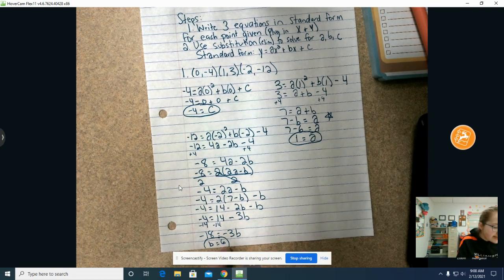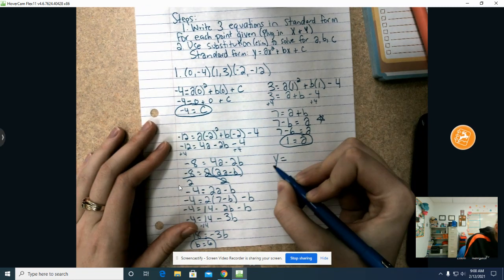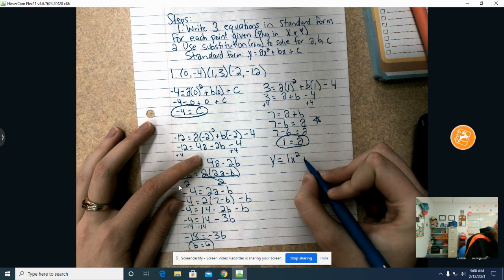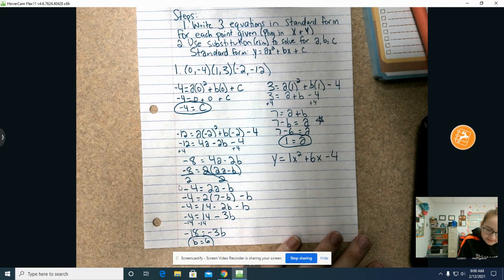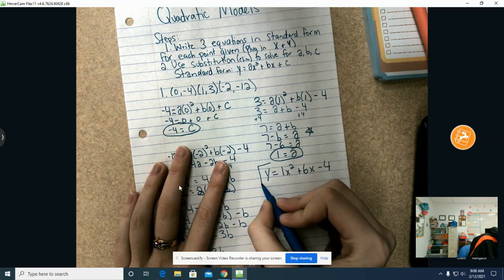So now that I have an a, b, and a c, I can plug all that together, and I'm going to get y equals 1x squared plus 6x minus 4. So you don't really need the 1 here if you don't want it, but this would be your final answer.